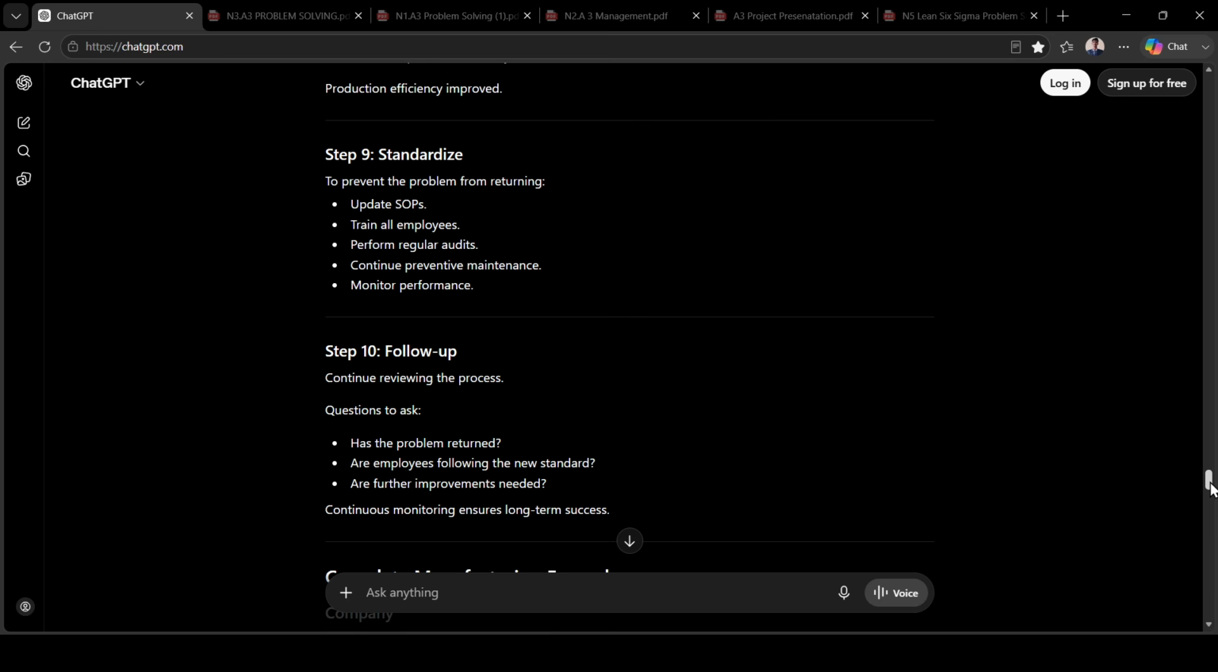So step nine, standardize to prevent the problem from returning. Update SOP, train all employees, perform regular audits, continue preventive maintenance, monitor performance. So step ten, follow up. Continue reviewing the process. Questions to ask: has the problem returned? Are employees following the new standard? Is further improvement needed? Continuous monitoring ensures long-term success.